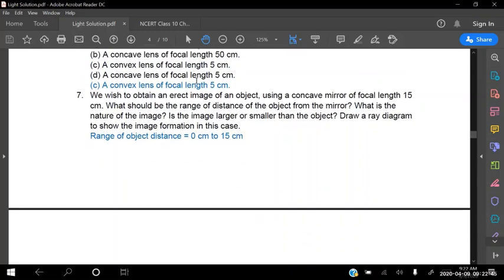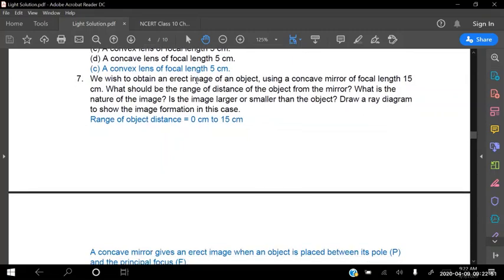We wish to obtain an erect image of an object using a concave mirror of focal length 15 centimeter. What would be the range of the object of the mirror, and what is the nature of the image? So he's asking that you are having a concave mirror and you have the erect image. Erect image means it will be naturally virtual image.